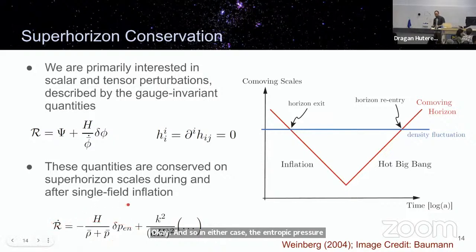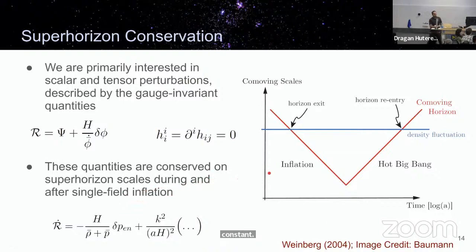You'll notice that the difference is in multiple field inflation, this quantity, the R dot, is not necessarily zero during inflation. But if you pass through this phase of local thermal equilibrium, then indeed R becomes constant. We're mostly going to focus on single field inflation, for which we only need to calculate things up to horizon exit, but I'll come back and talk about multiple field inflation toward the end.